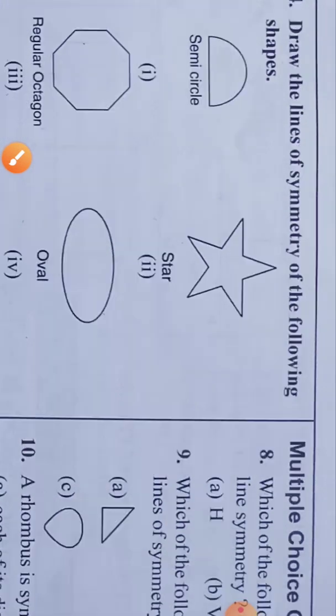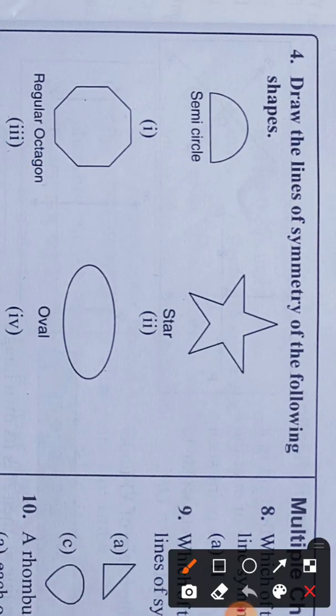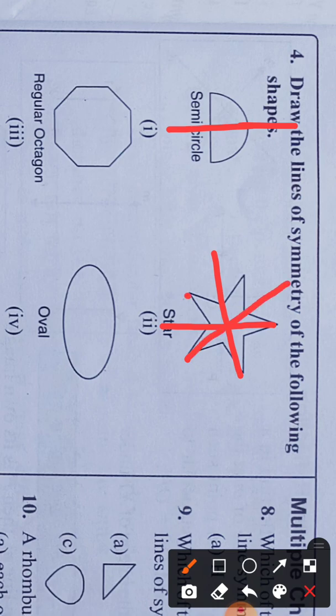Another question is, draw the lines of symmetry of the following shapes. So we have to draw the lines of symmetry of the following shape. This is only possible here. In the star case we have done before also. So again let us start with the corners. 1, 2, 3, okay, 4, 5 total. Okay, 5 lines of symmetry you can draw.